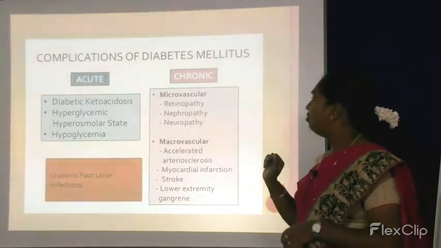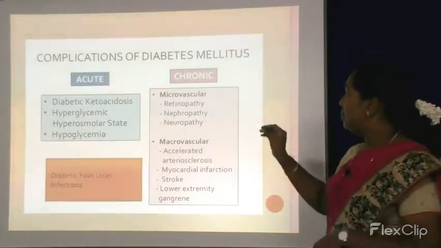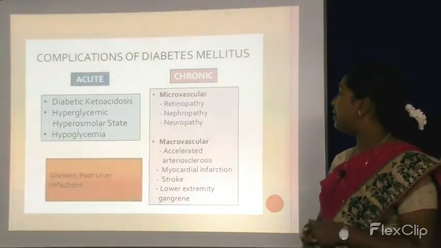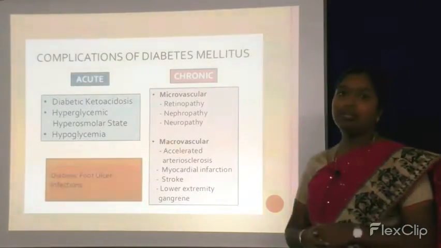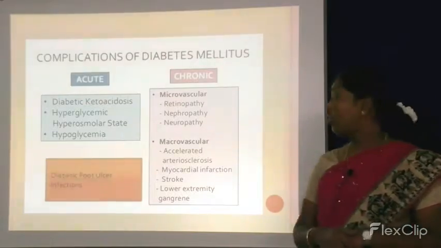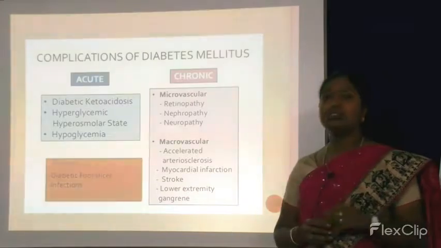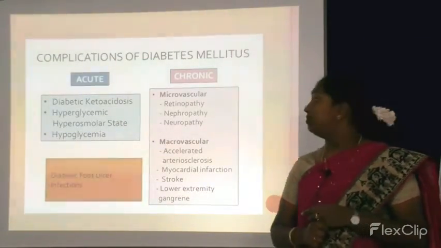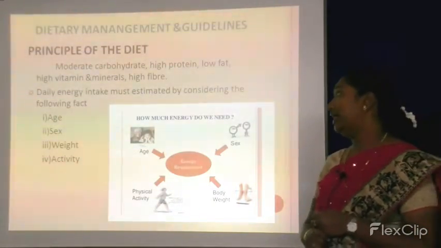Coming to the chronic, microvascular and macrovascular. What is microvascular? It involves the small blood vessels, that is retinopathy, which creates eye damage. Nephropathy is nothing but the kidney getting damaged. Neuropathy, damage to the nerves. What is macrovascular? It is associated with heart disease, that is accelerated atherosclerosis, myocardial infarction, stroke, and lower extremity gangrene.